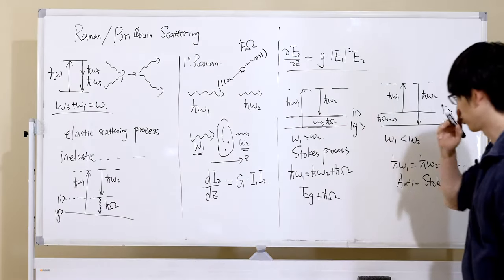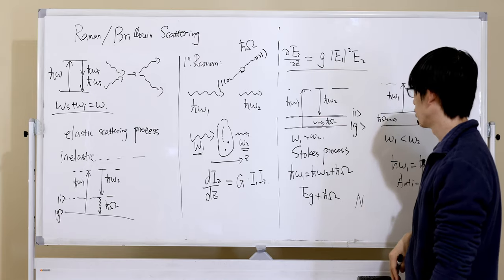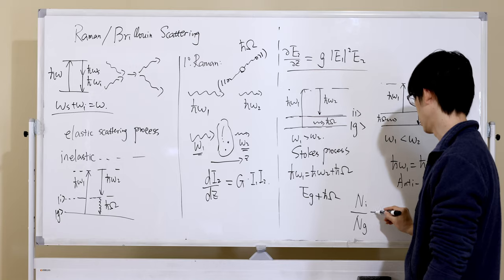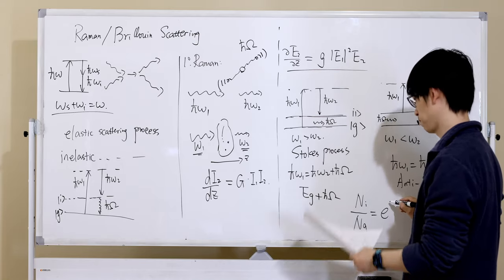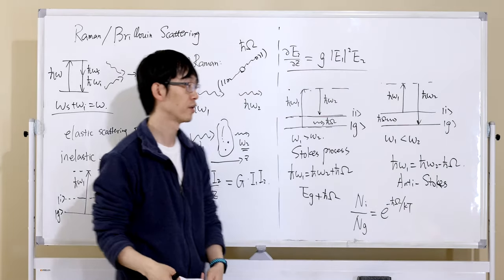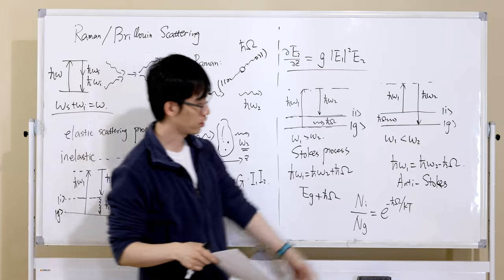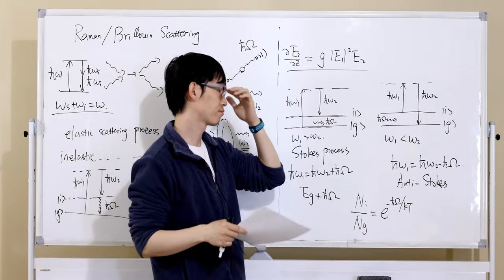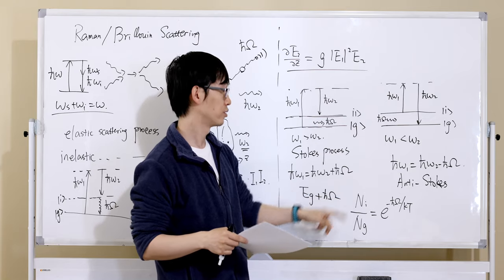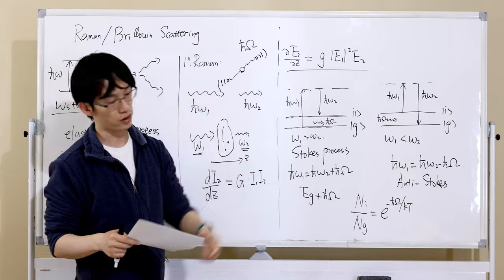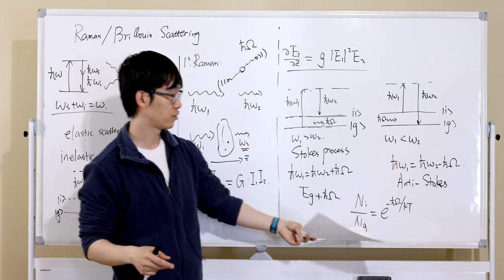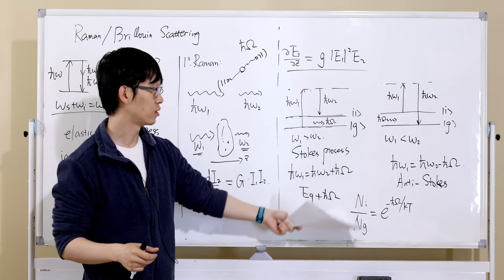And then from the equilibrium condition, we know that the number of molecules in your excited state versus the number of molecules in your ground state is proportional to e to the minus energy difference divided by kT. This is the equation you get from thermal equilibrium, where the energy difference decides how much of your ground state molecules will be automatically excited to the intermediate state by thermal motion. So what we can do is plug in the numbers and see what the ratio is.